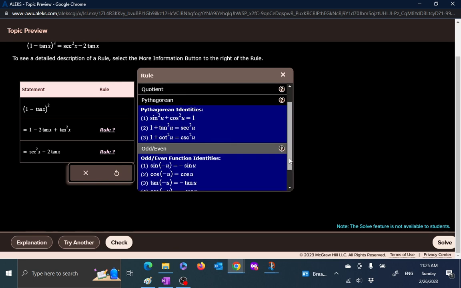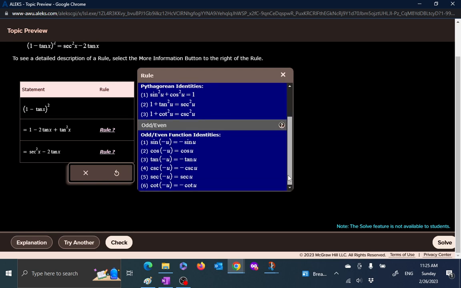Odd and even identities refer to the fact that trig functions at negative of u and the trig function at u itself, are they related to each other? So we remember that cosine and secant are even functions. So when you change u to minus u, the value of the function does not change. The rest of the functions were odd functions, meaning changing u to minus u makes the value of the function become negative as well.